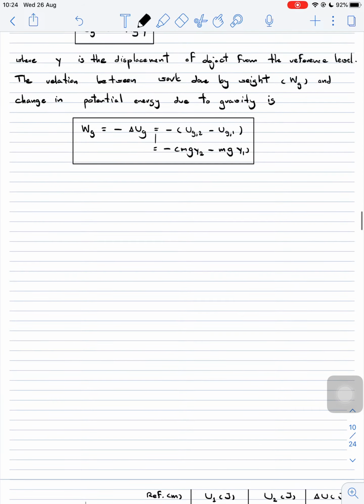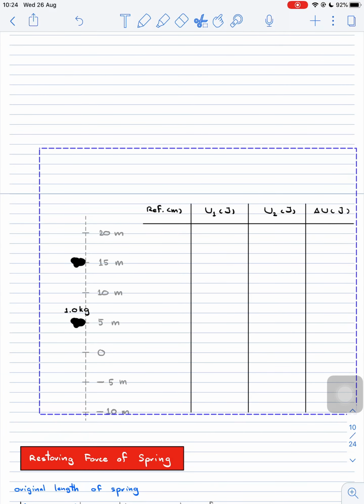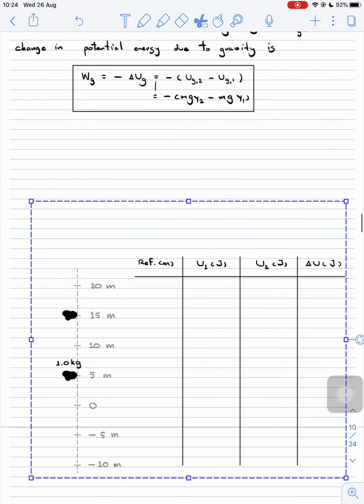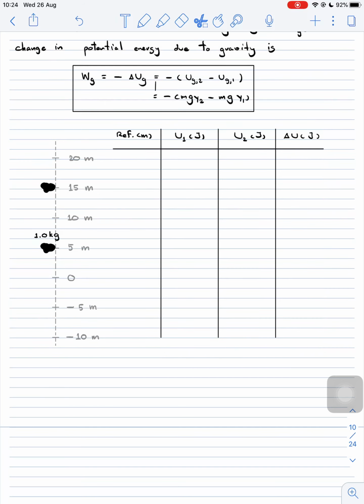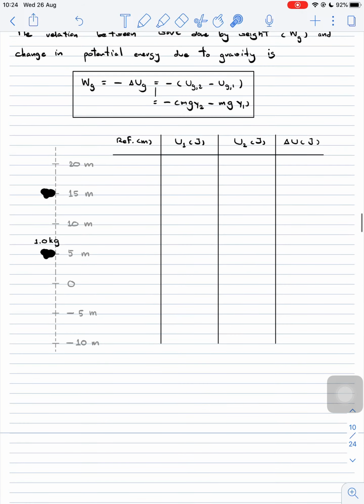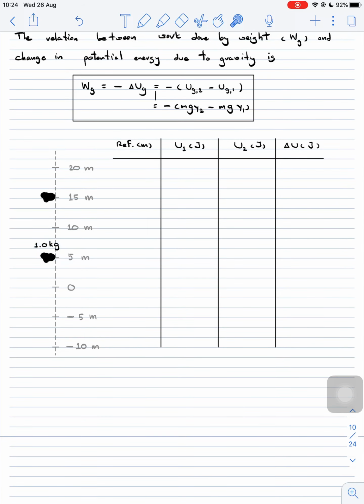Okay, so let's look at this example and see what we can get from it. We have an object, let's say a rock, with a mass of 1 kilogram. Initially it is at the 5 meter position, and then the rock is raised to the 15 meter position. We want to find the initial potential energy, the final potential energy, and the change in the potential energy, and we can change the reference level. So let's try maybe 3 reference levels.